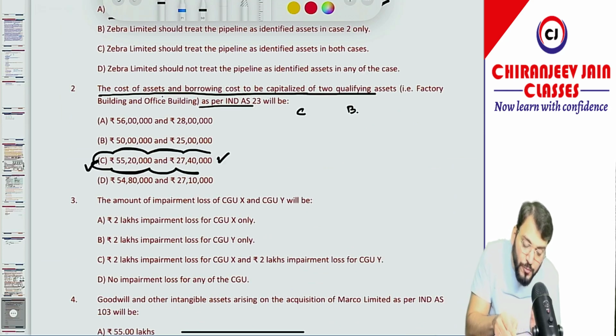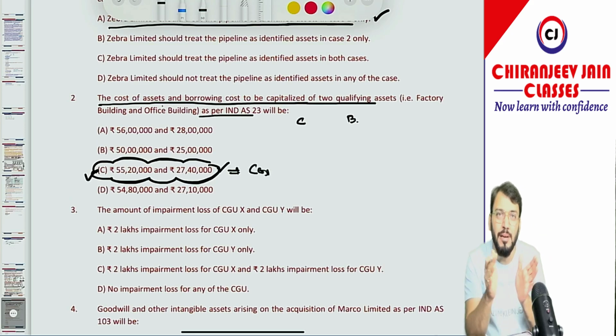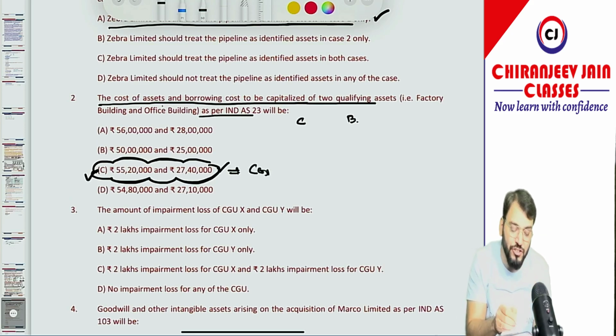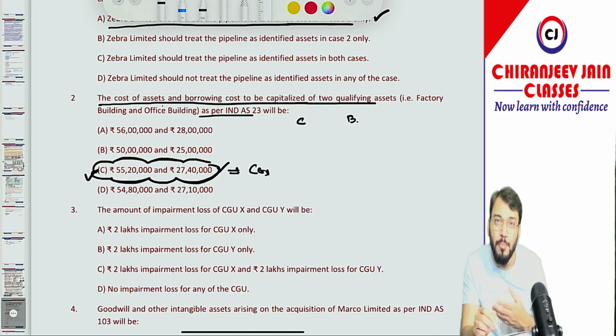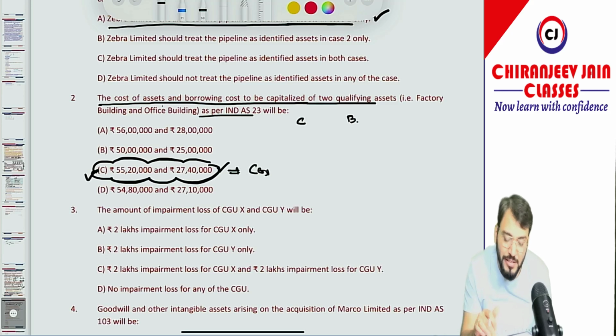So they have given in the option only cost, but they have asked what? Cost and borrowing cost. Correct now. So they have given only the cost after capitalization. So don't be confused with the option. I was also a bit confused about what they have asked, but when you read the option, you have to apply a bit of common sense. Correct. So option number C is correct.